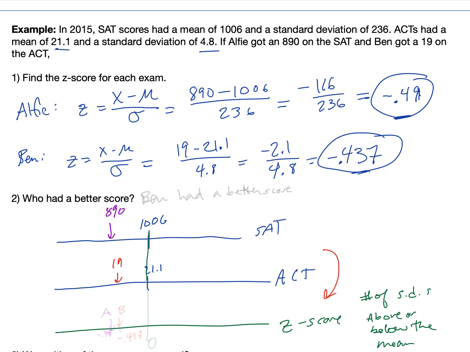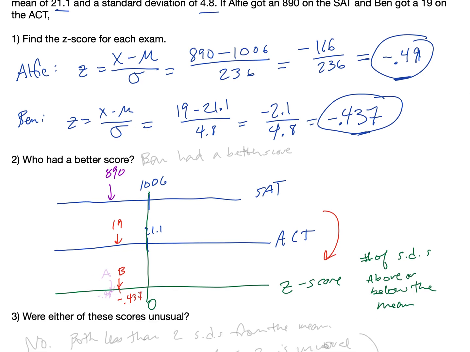Both of these values, the 21.1 and the 1006, would translate to a z-score of 0, right? Because they are exactly at the mean. They are 0 standard deviations above or below the mean because they are equal to the mean. So that's a 0. And what we found out by taking these z-scores is that Ben's score translates to a negative 0.437, and Alfie's z-score translates to a negative 0.49. So these are really close to each other.